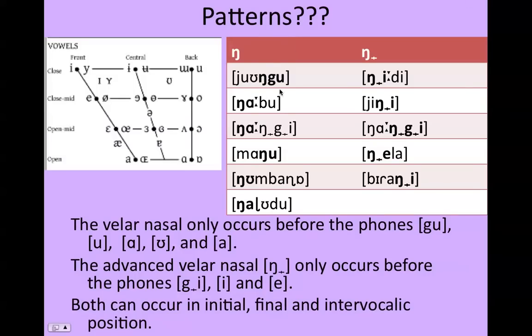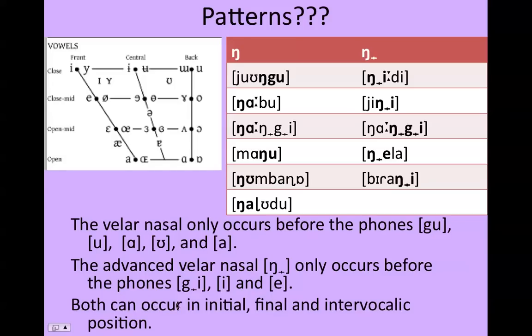So what are the patterns? Here I bolded the sounds we are investigating, and I also bolded the letters that surround them. And here I noticed that there is actually a pattern. The velar nasal only occurs before the phonemes gu, u, a, and a. If you look at the advanced velar nasals, you will not see these same vowel sounds after them. You'll find different vowel sounds after the advanced velar nasal. We have the E and the E and the A, and we also have an advanced G with an E.